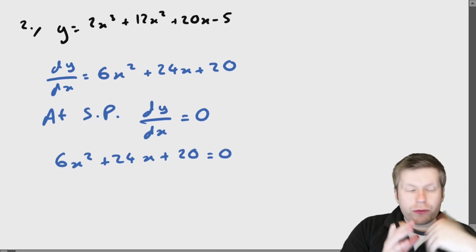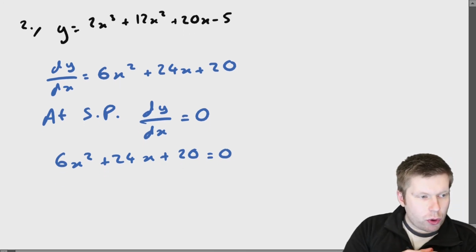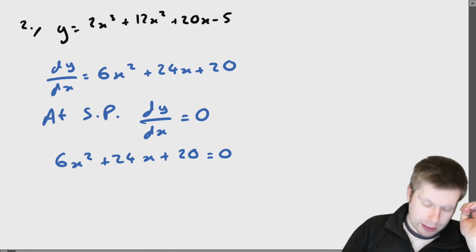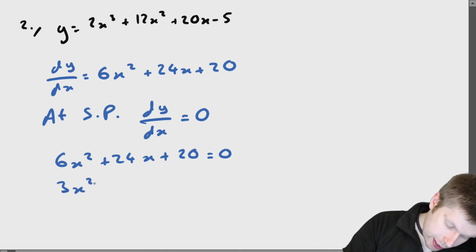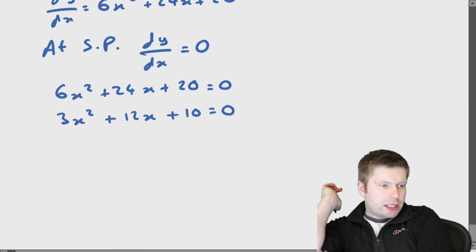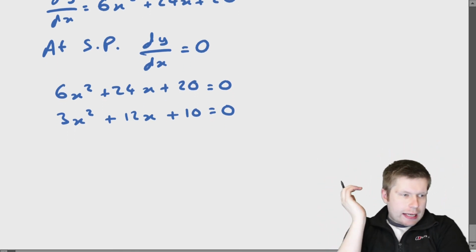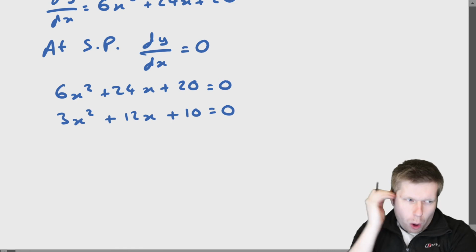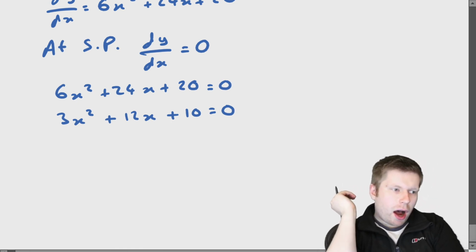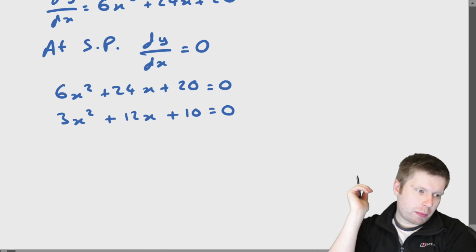Okay, so first things first, I'm going to divide everything through by 2 just to see if we can simplify. So 3x squared plus 12x plus 10 equals 0. Now let's see if we can just factorise this straight off, because of course I'm going to have to solve it. Can I factorise it straight off? Possibly. However, I think I'm going to go for the quadratic formula just to make my life a little bit easier.